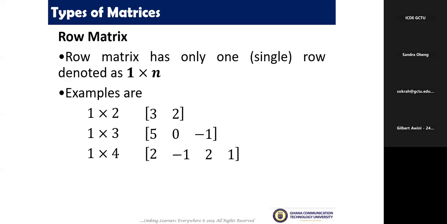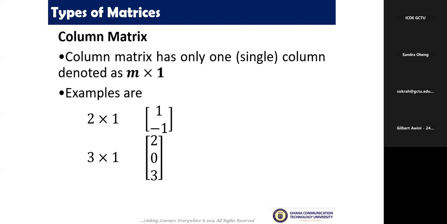Then the next type of matrix is what we call the column matrix, which is directly opposite to the row matrix. In this case, you see only one column. The number of rows can be uncountable. We don't care about that. All we want to see is that there's only one column, and so you call it a column matrix.